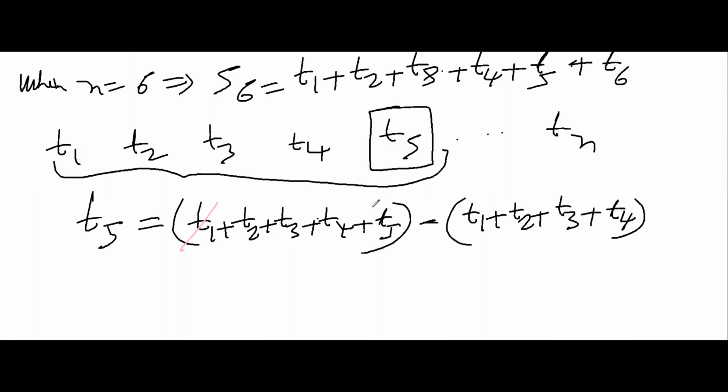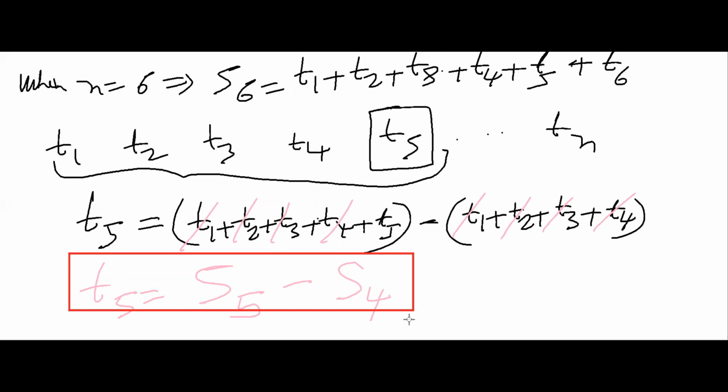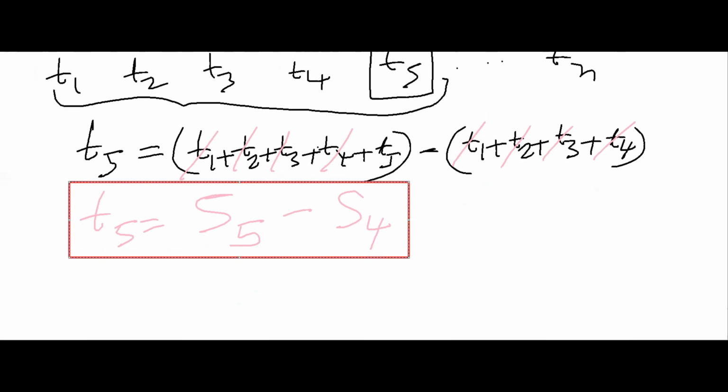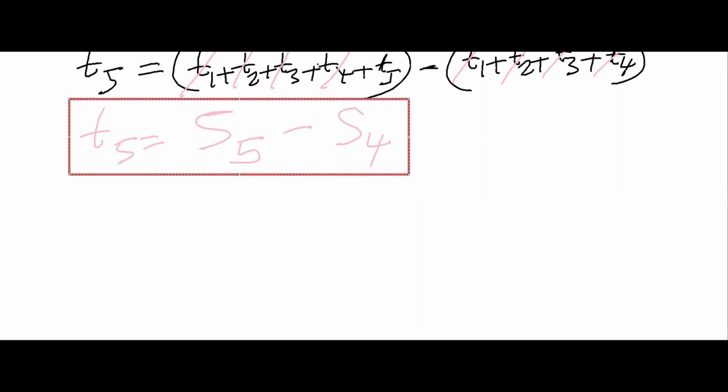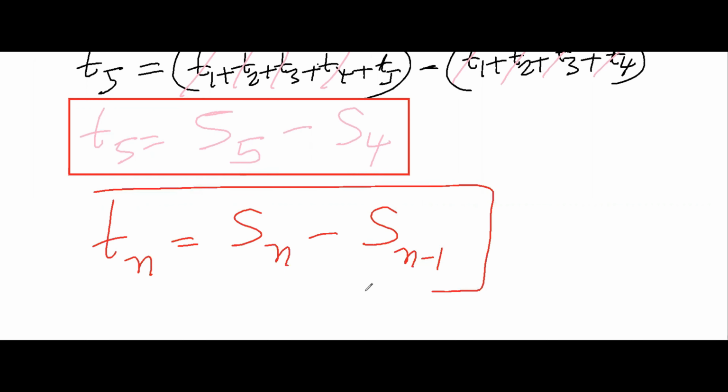How? This will get cancelled with this. This will get cancelled with this. This will get cancelled with this. This will get cancelled with this. So what is this T1 plus T2 plus T3 plus T4 plus T5? It is S of 5 minus, what is T1, T2, T3, T4? It is S of 4. So that's what this formula means. Which formula? The formula is T of n is equal to S of n minus S of n minus 1.